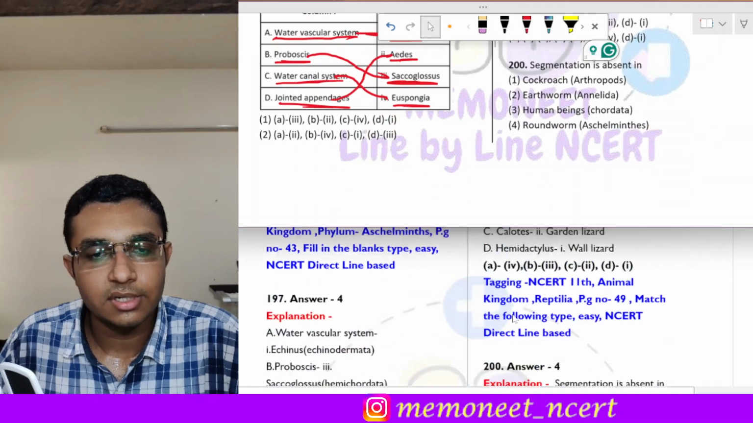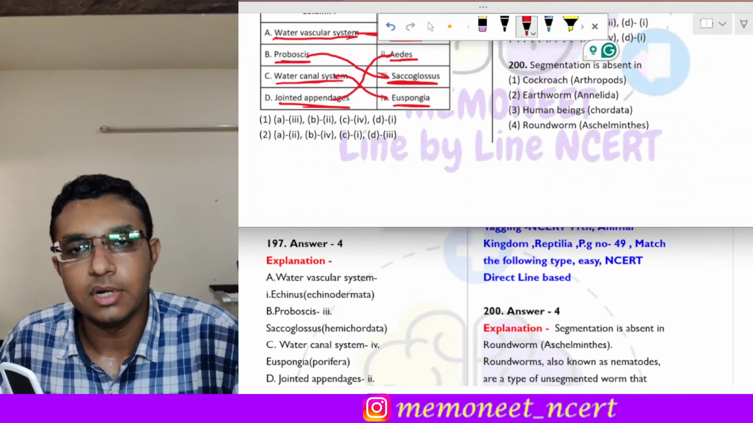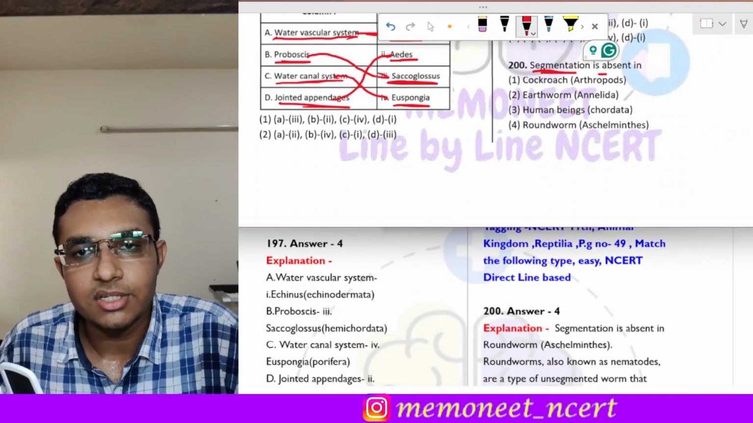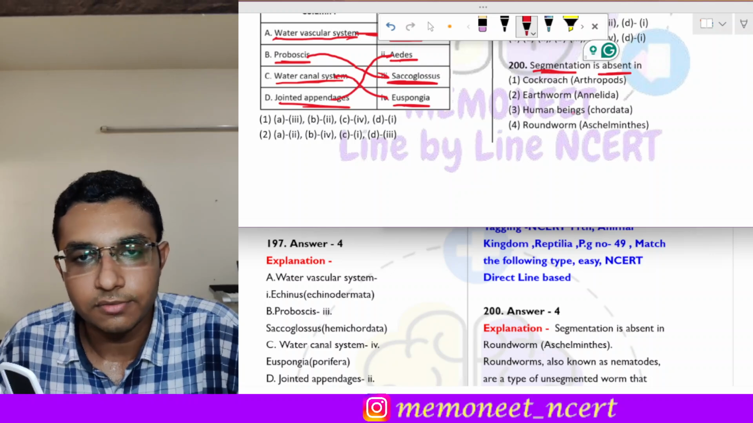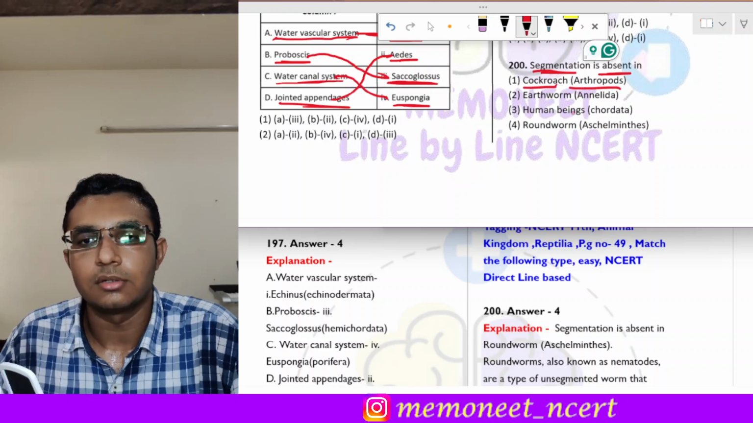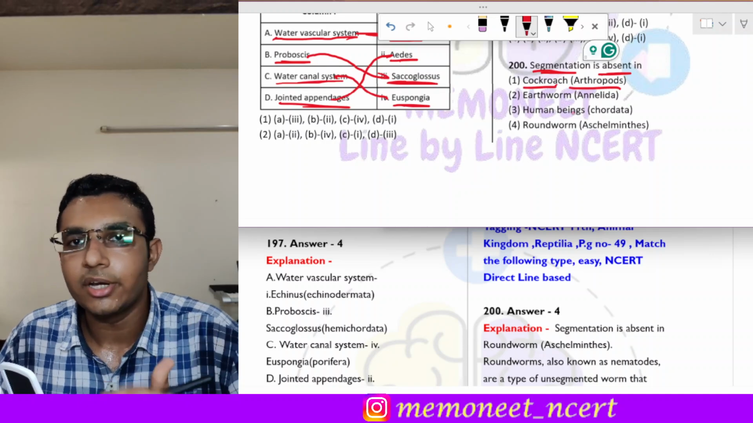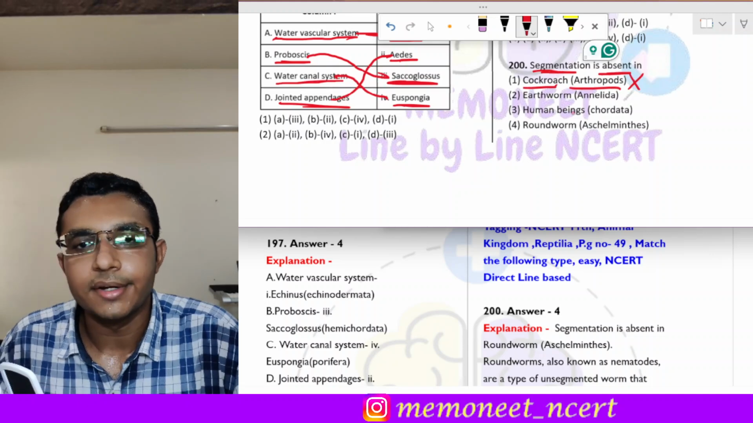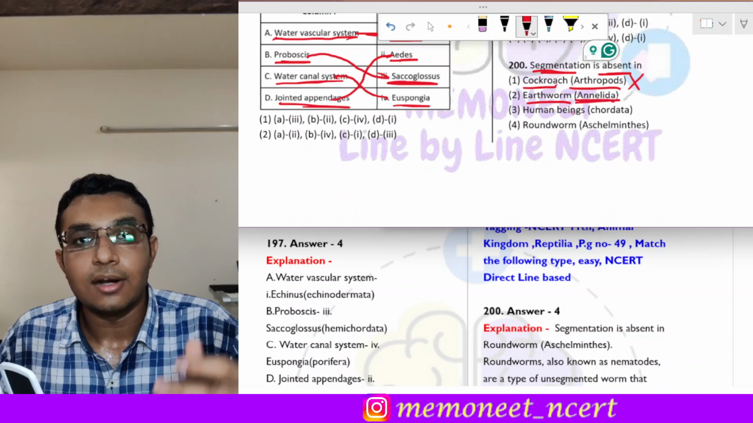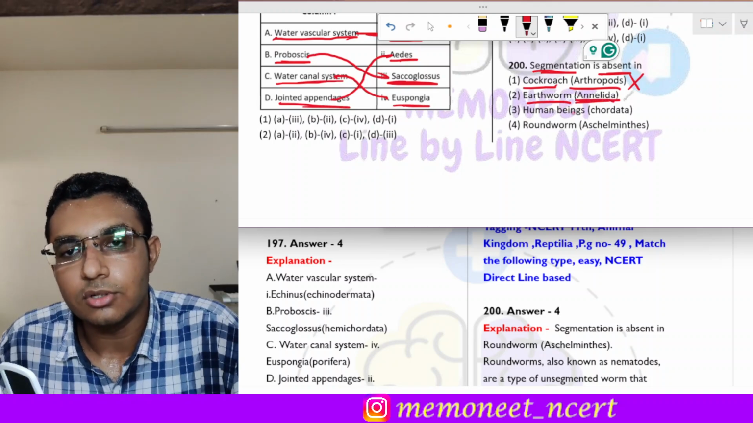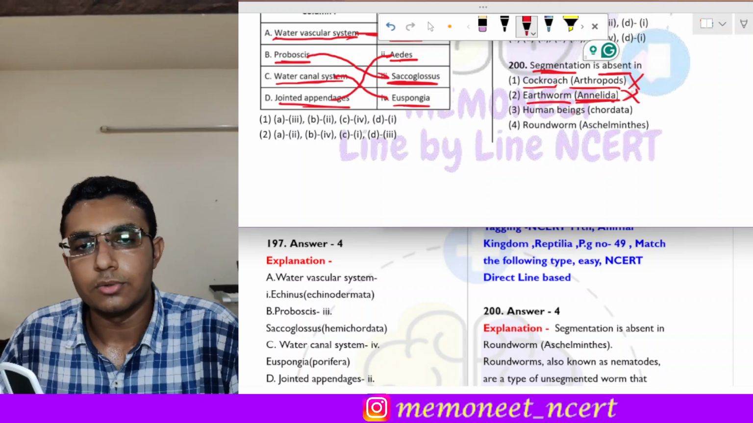The next question is the last question, that is question number 200. It states that segmentation is absent in which organisms? So let us see the four options. The first option is cockroach or arthropods. Now, arthropods are segmented organisms, so this is incorrect. Then second is earthworm or Annelida. The annelids are also segmented organisms and they show metamerism, so option 2 is also incorrect.